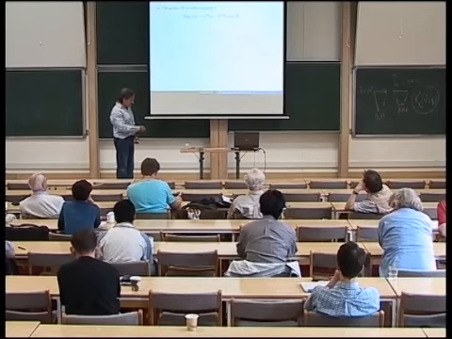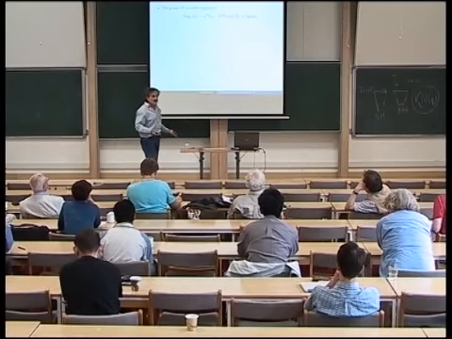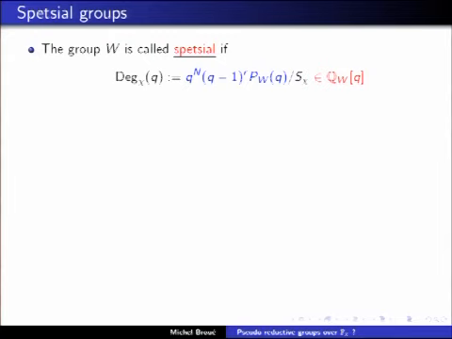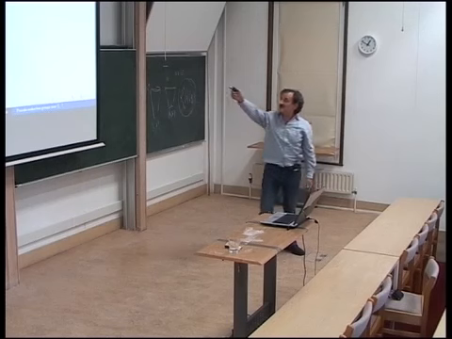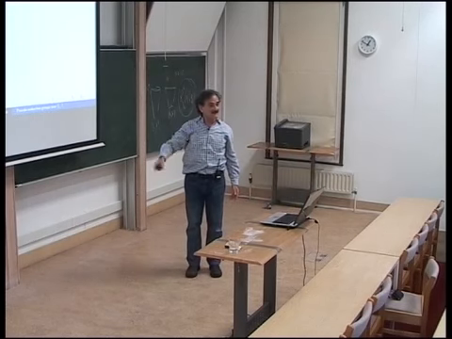And so this has to be a polynomial. So start, at least for the Weyl group, this is a polynomial. So start with the complex reflection group and impose that this is a polynomial in q. Then you find some of the complex reflection groups, and here is the list. Here is the list of the spetsial groups. A group is spetsial if you have this condition.